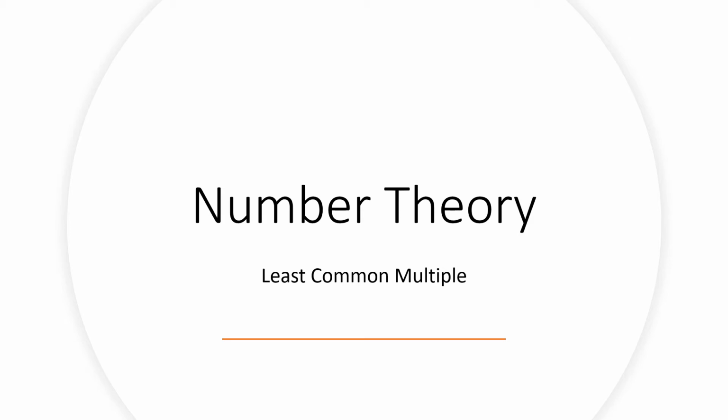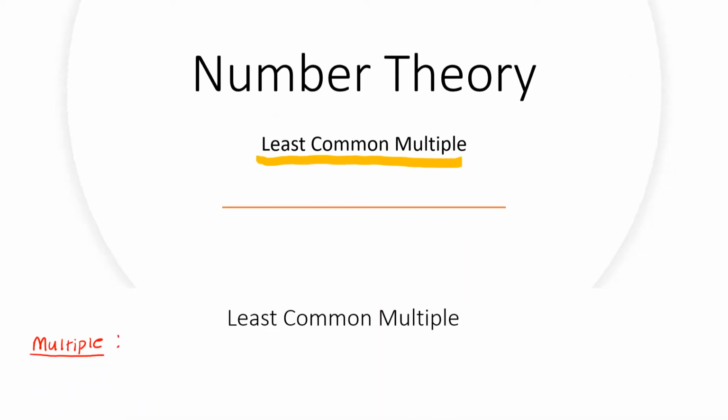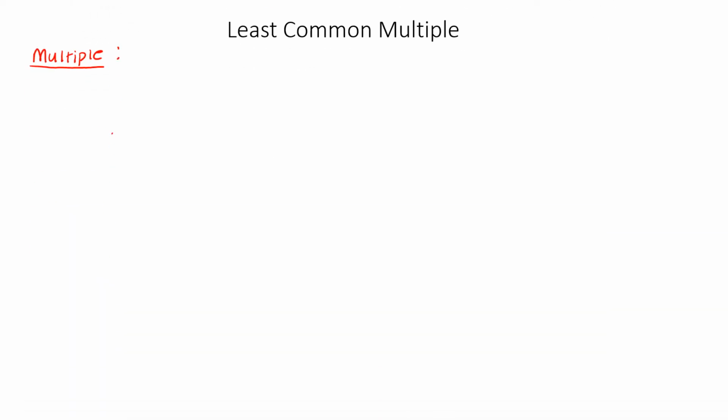Today we'll be talking about the least common multiple. Now, in one of my previous videos, we talked about what a multiple is, but let's just get a refresher. Let's say 1 times 2 is 2, 2 times 2 is 4. And so in this case, 2 and 4 are our multiples.